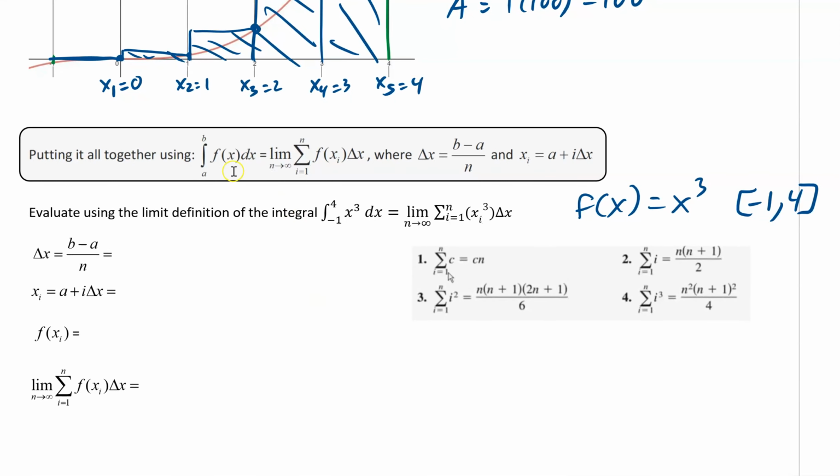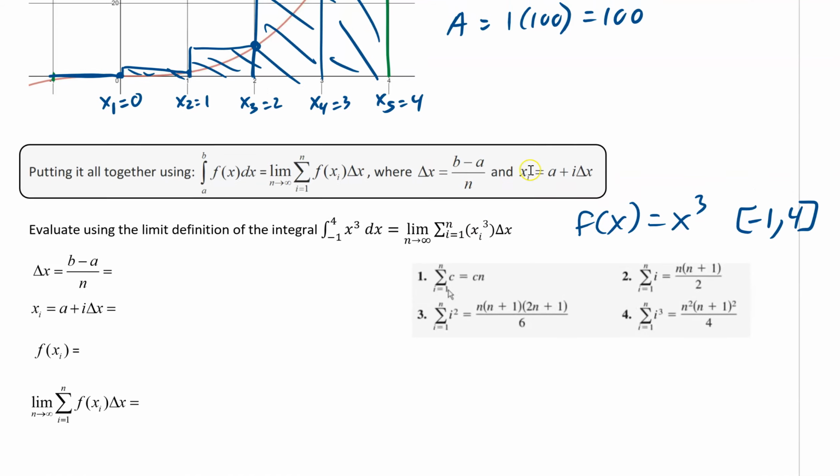integral. And so that integral will equal the limit as n approaches infinity of the sum of all of our little rectangles that we have. And then these are what we already know. So delta x is b minus a over n. We knew that one. And this is the new one, our x sub i.